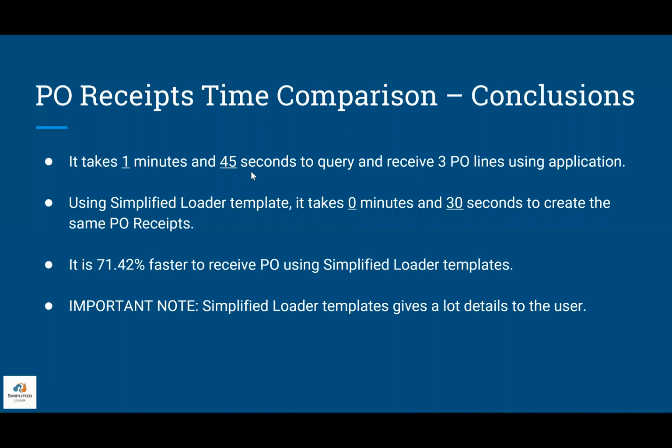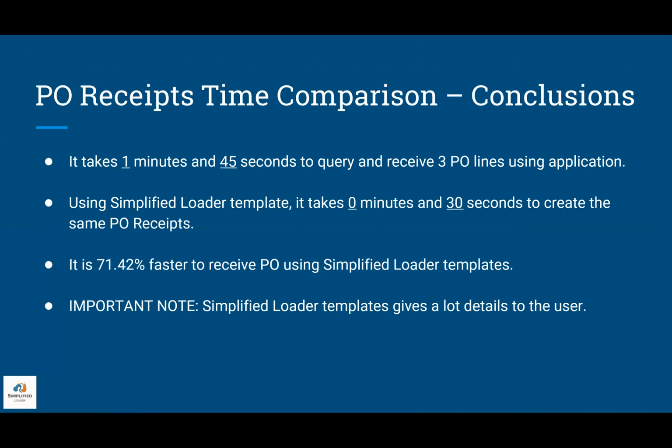Right. So back here, I've done the calculation. As we have seen on the screen, it takes 1 minute 45 seconds to query and receive three purchase order lines using the application, whereas in simplified loader, when we did the same sort of receiving, it took us 0 minutes 30 seconds to create the same three partial PO receipts. In terms of percentages, it is 71.42 percent faster to do the receiving using the simplified loader template.